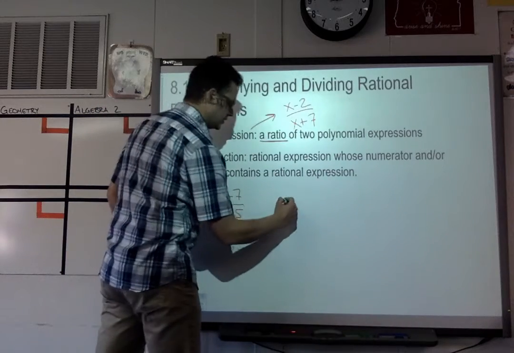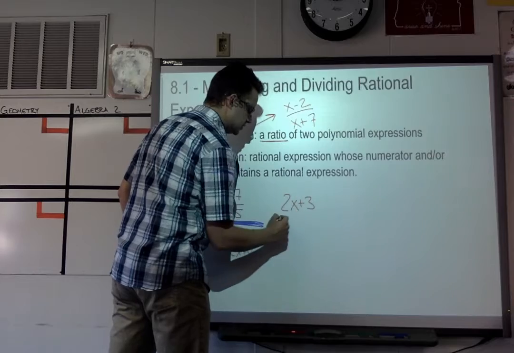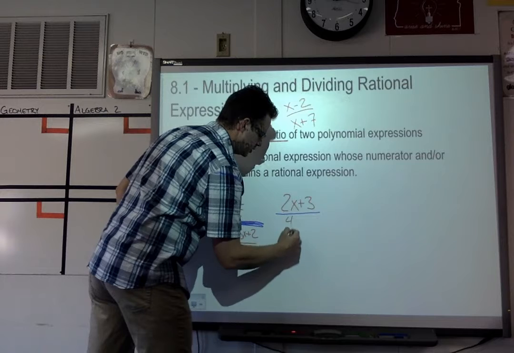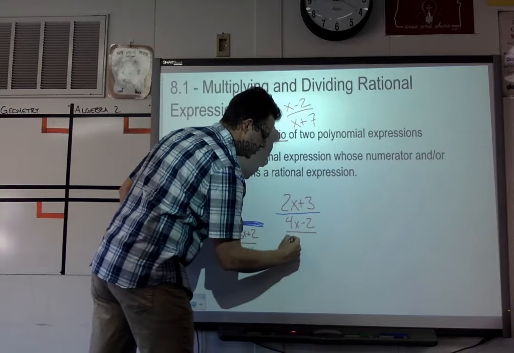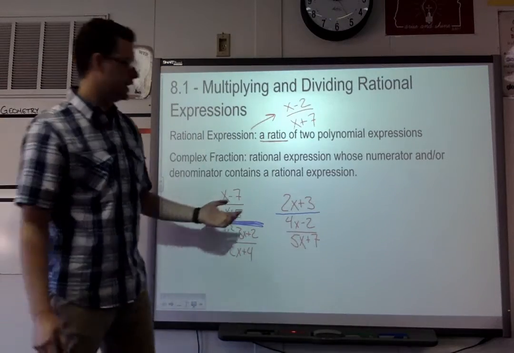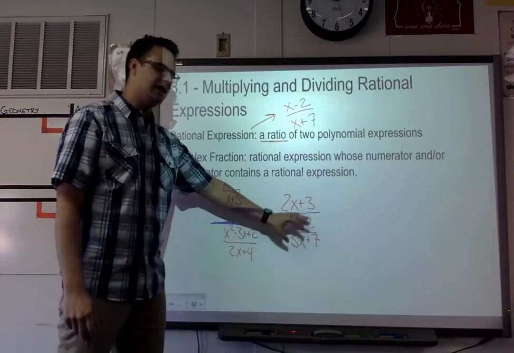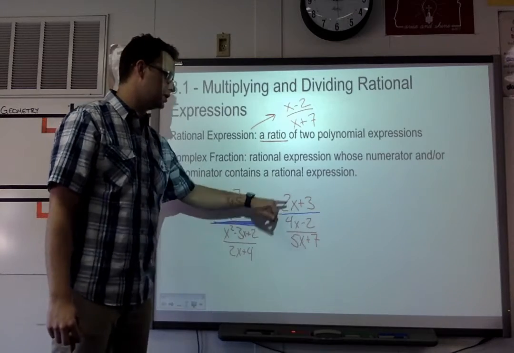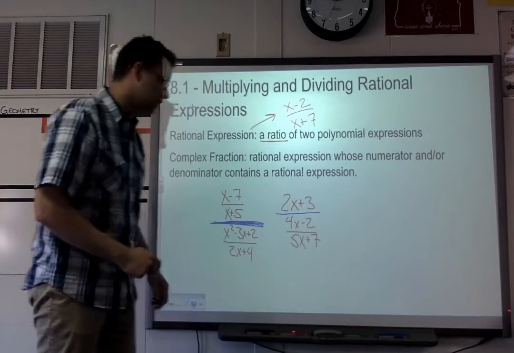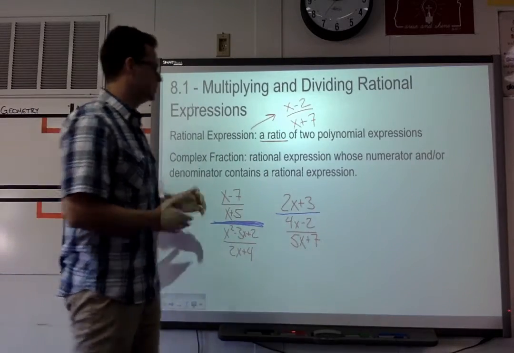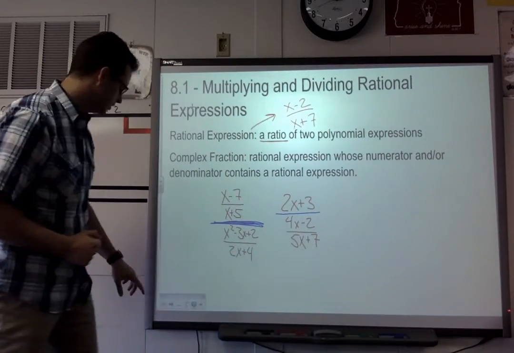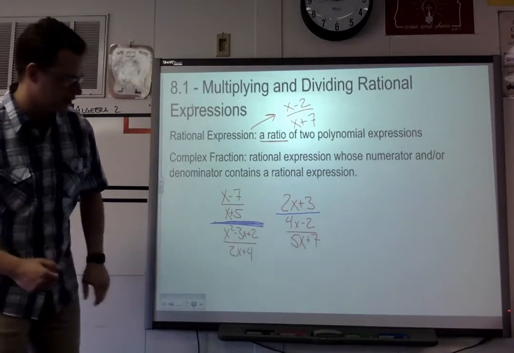It could also be something like 2x plus 3 over 4x minus 2 over 5x plus 7. As long as, again, the numerator and/or the denominator, so either one or both, have a rational expression or a fraction within them. So let's go ahead and get started on how to simplify a rational expression.